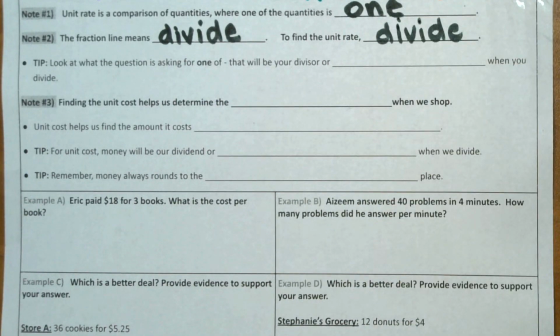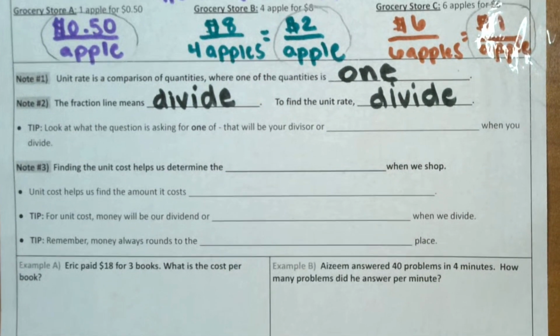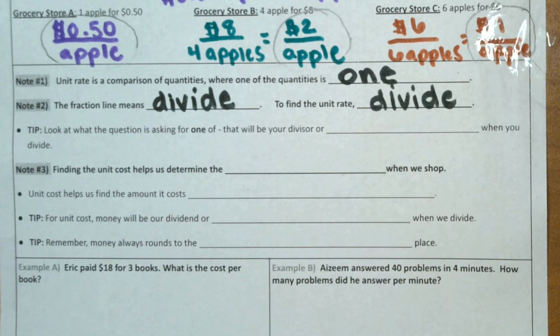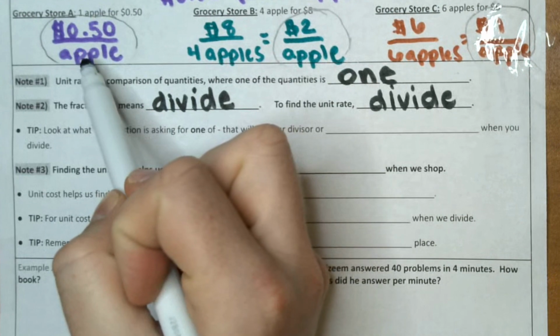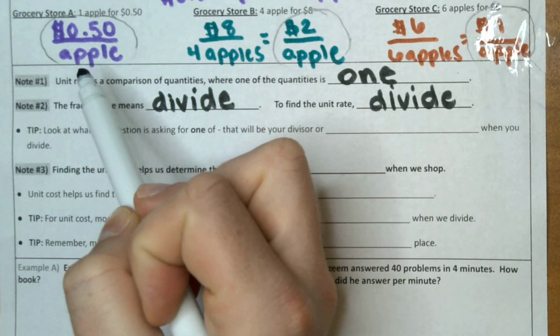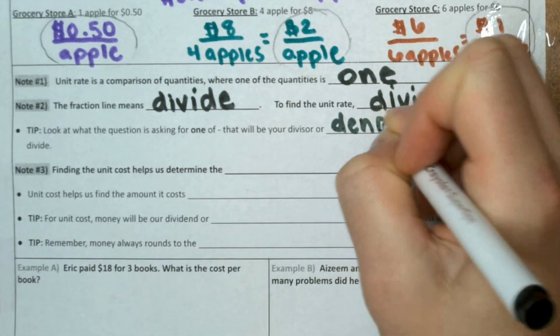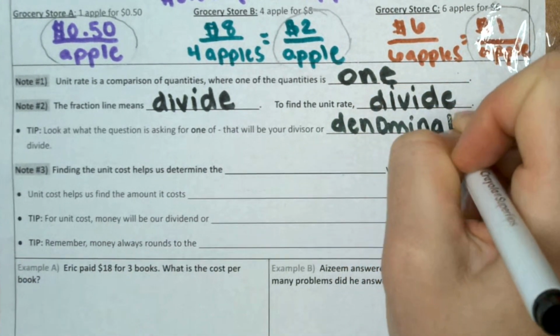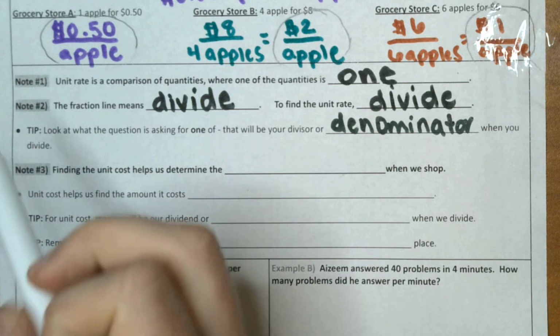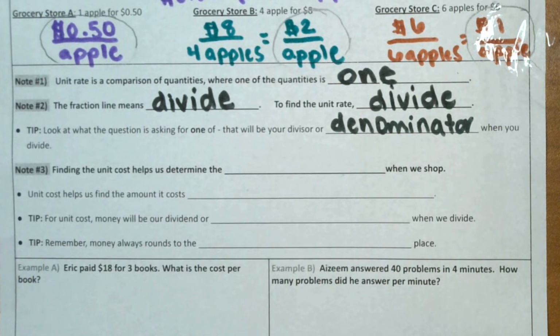And now here's a really important tip. Look at what the question is asking for one of. In our opening problem, we were looking for the price of 1 apple. So apple was the second number we divided, or it was our denominator. So whatever you want one of will be your second number or your denominator when you divide.